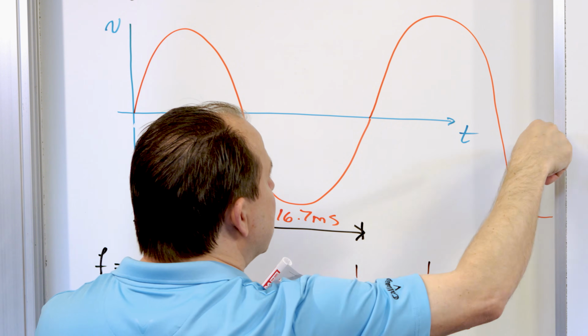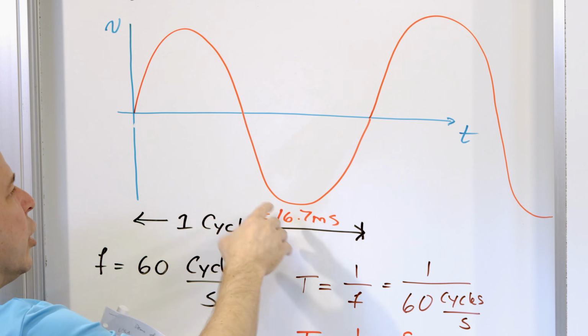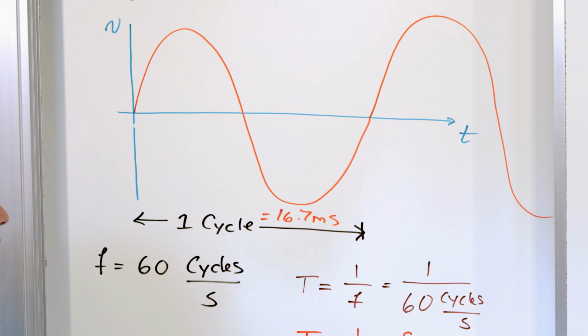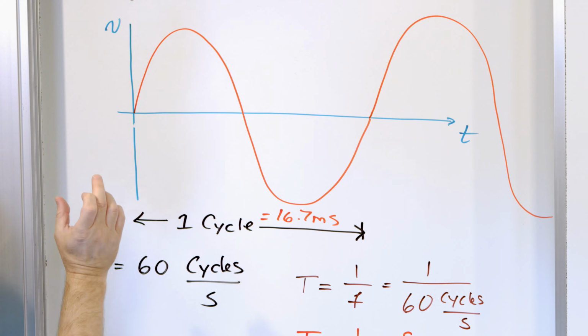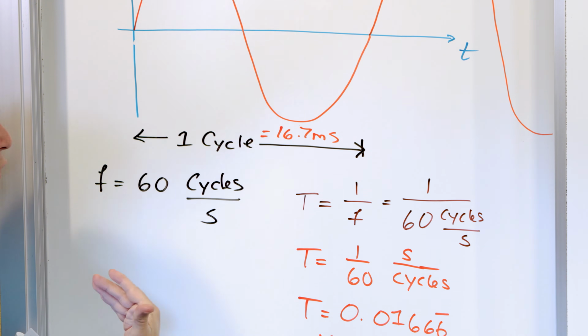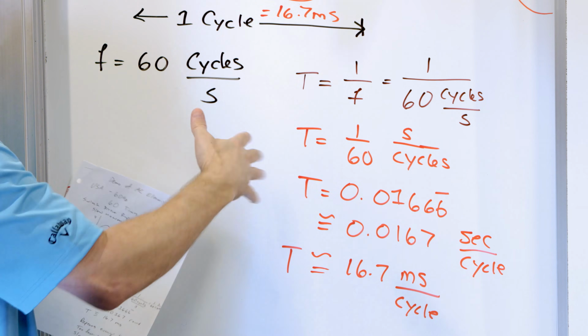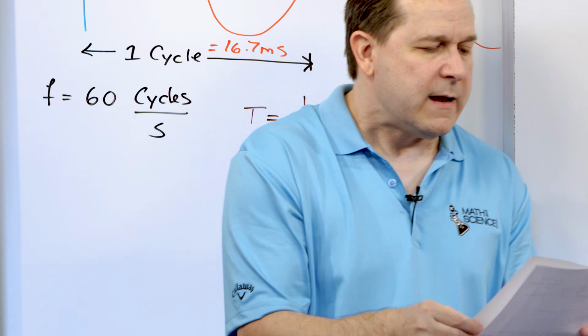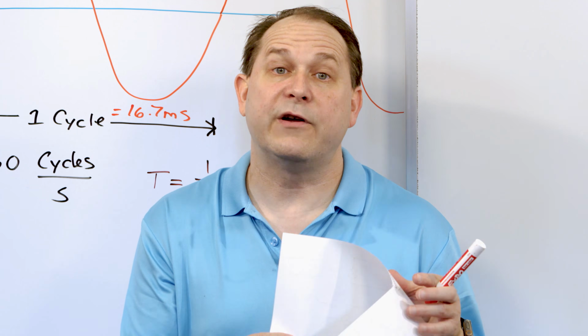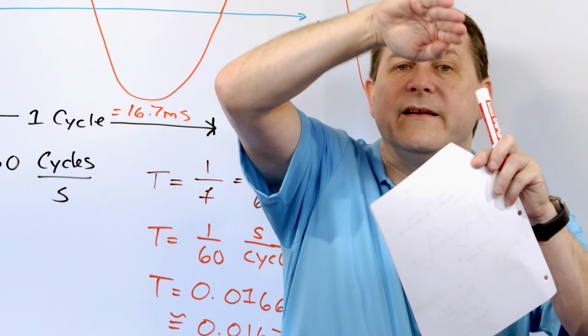And then the next cycle takes this long to occur, and the next cycle takes that long to occur, and so on. So you can express it in terms of frequency, 60 cycles per second, or as a period, this many milliseconds or this many seconds for every cycle to happen. All right? So that is what I wanted to talk about as far as the waveform.